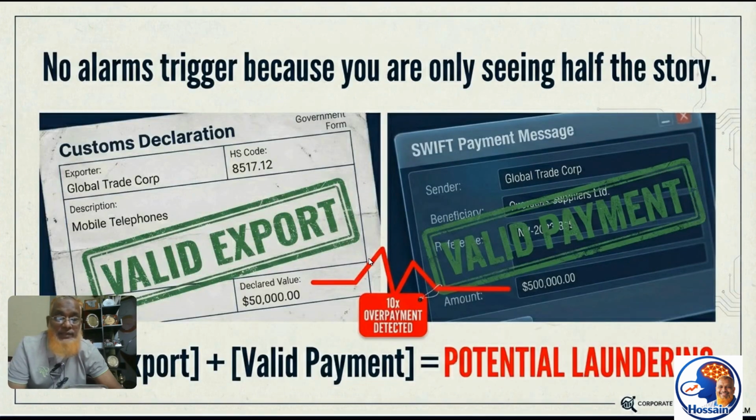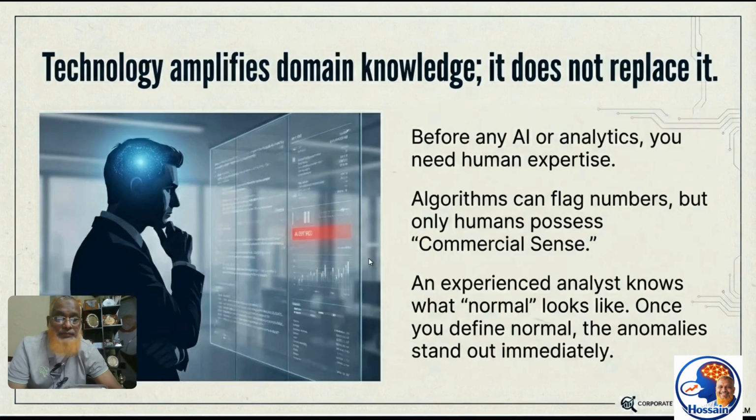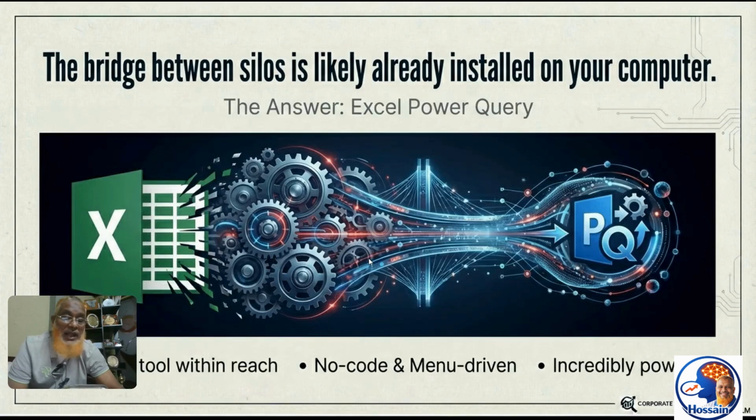This is where human expertise matters most. Before any AI and analytics, you need domain knowledge. An algorithm can flag numbers, but it doesn't know what makes commercial sense. An experienced analyst does. They know what normal looks like. And once you know that, the anomalies stand out immediately. So we have the insight, we have the data. The question is, how do we connect these silos?